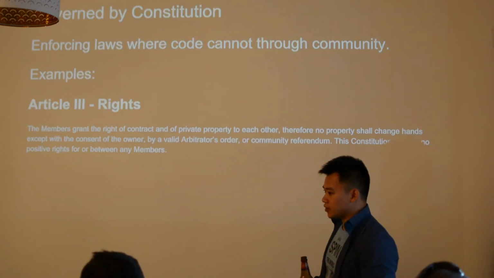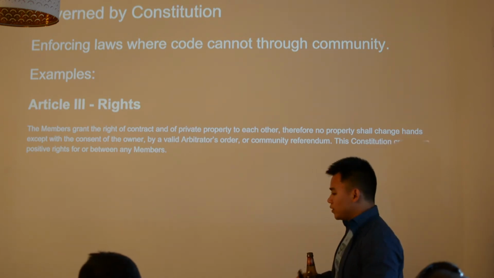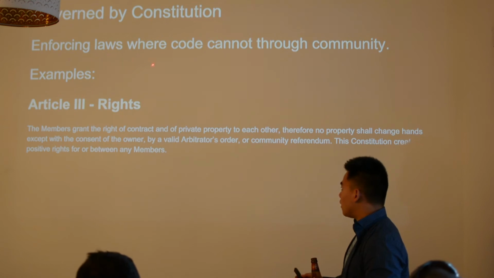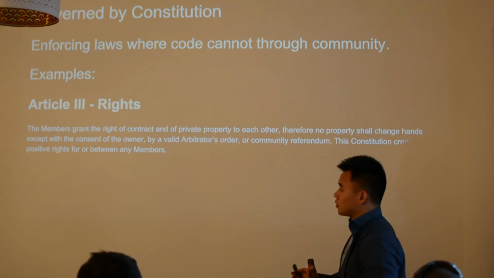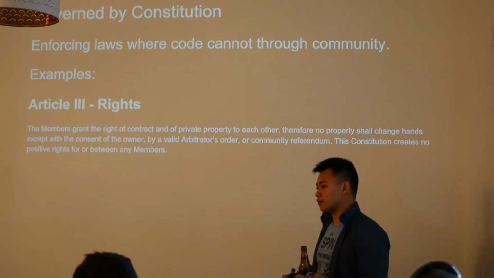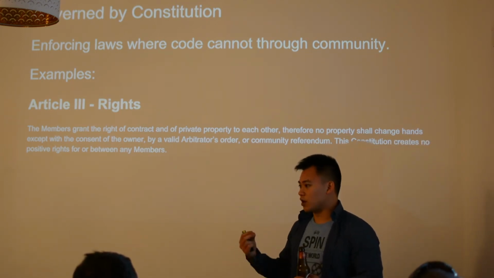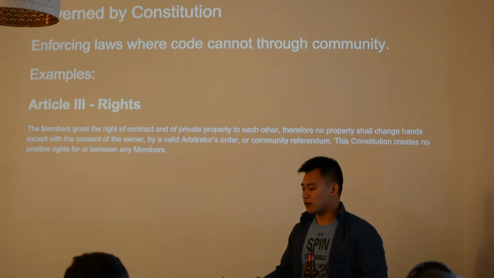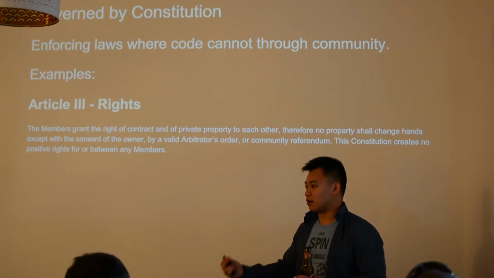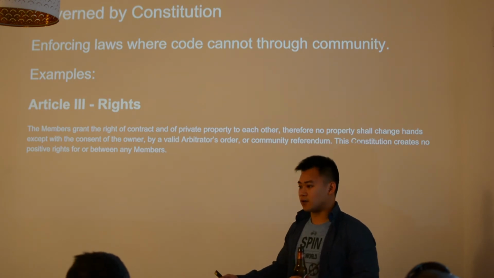Governance by constitution is the big idea enabled by EOS. What this does is enforce laws where code cannot, a community. So in Ethereum, there's this ethos of code is law. Whatever the program is written to do, if it executes a program thoroughly, that is the law. We do not change it. That's how the system operates.